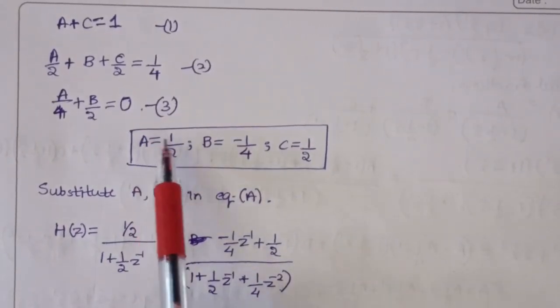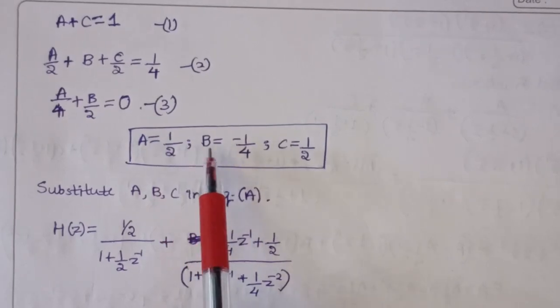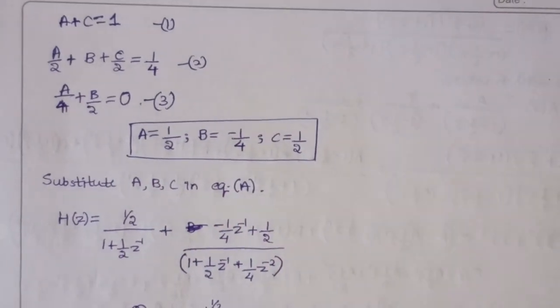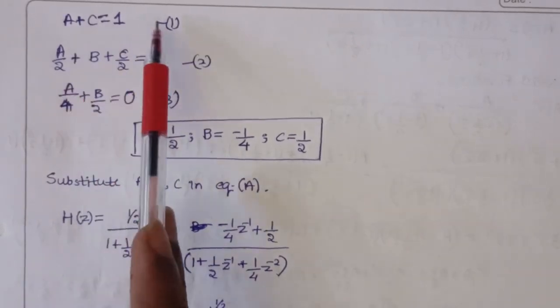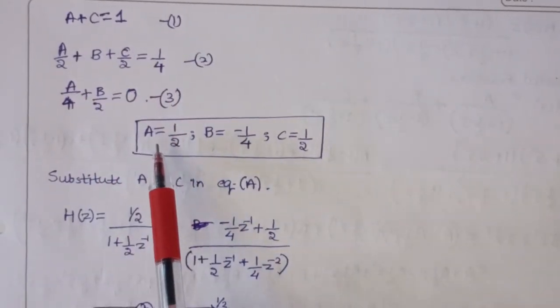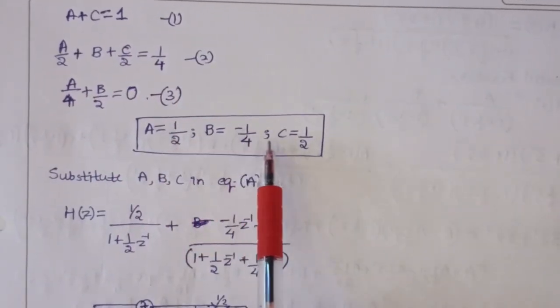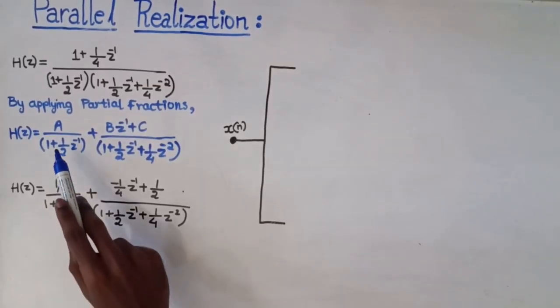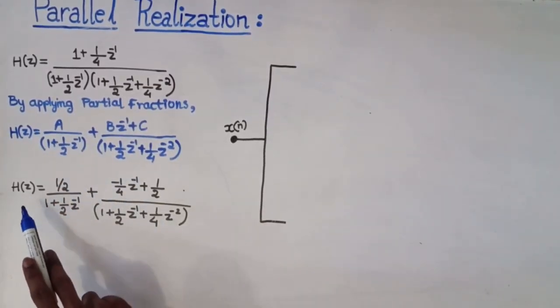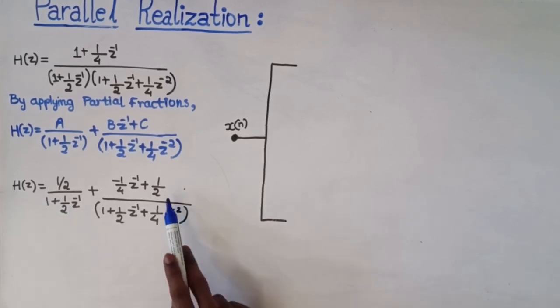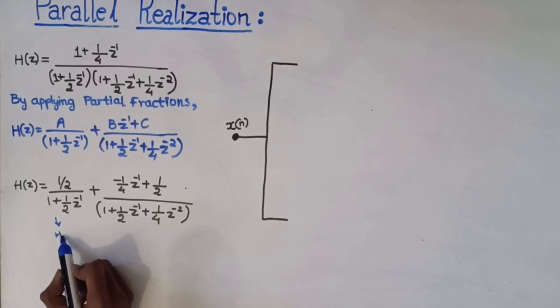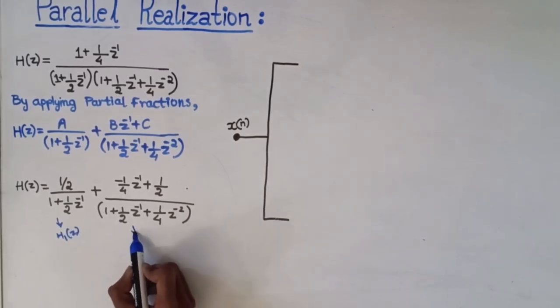the values of A, B and C as A = 1/2, B = -1/4, C = 1/2. By solving equations 1, 2 and 3, we get the value of A as 1/2, B as -1/4, C as 1/2. Let us substitute the values of A, B and C in the H(z) equation. We get the complete transfer function in the form of z inverse. Let us assume this as H1(z) and this as H2(z).